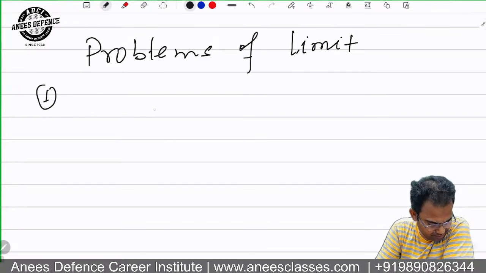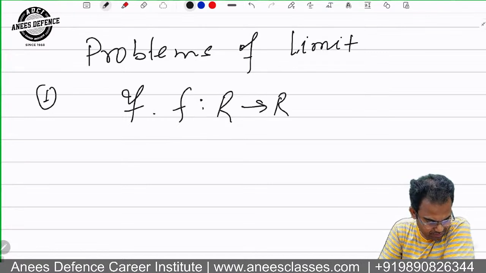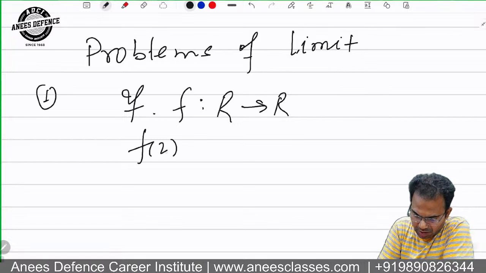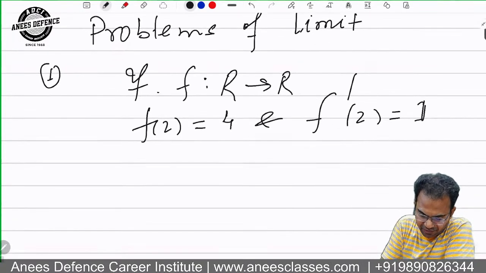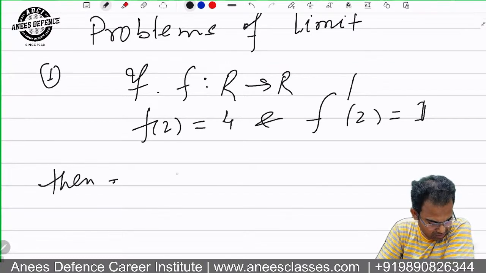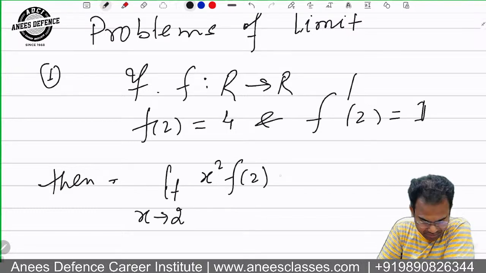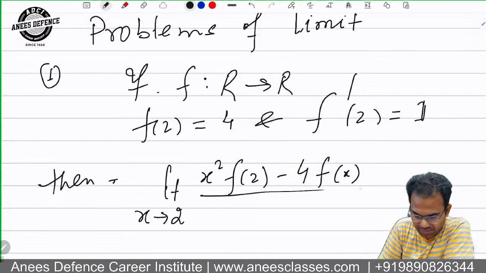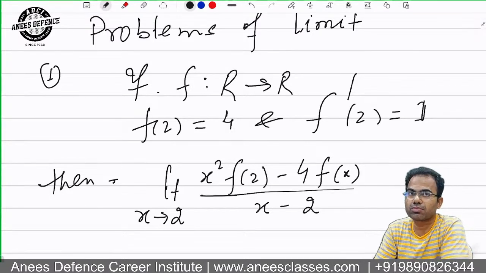Our first problem: if f from R to R, f of 2 equal to 4 and f dash 2 equal 1, then find the limit as x tends to 2 of x square f of 2 minus 4 f of x upon x minus 2. Right?